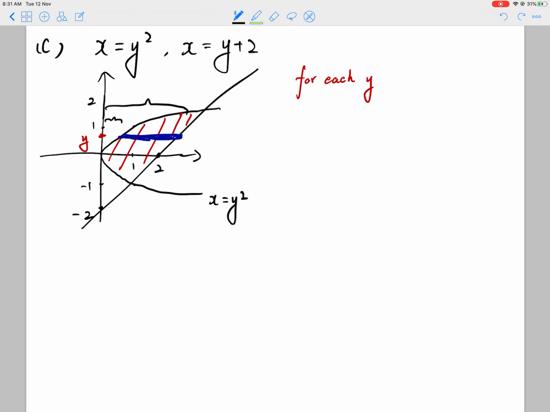Given y, your x is y plus 2, because this part is just y plus 2. And this part, given y, your x is y squared. So the length of this blue segment is y plus 2 minus y squared. And you do this for every y from here to here.